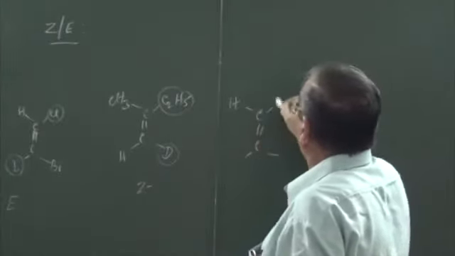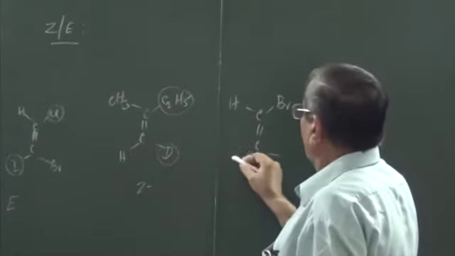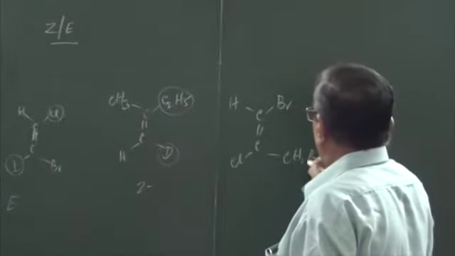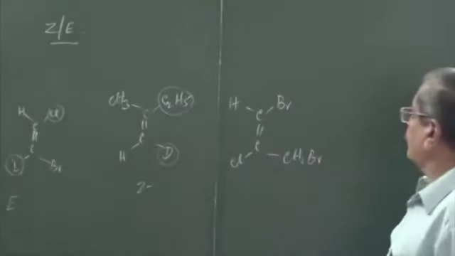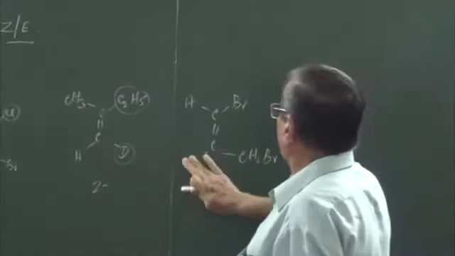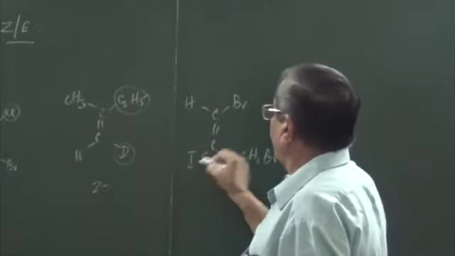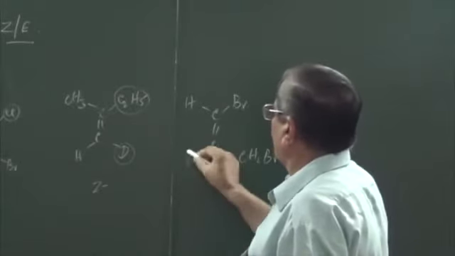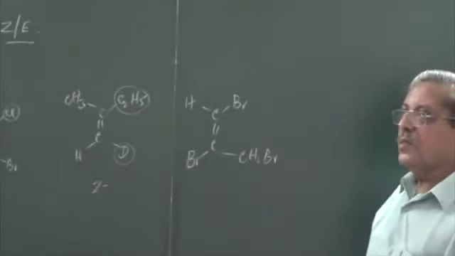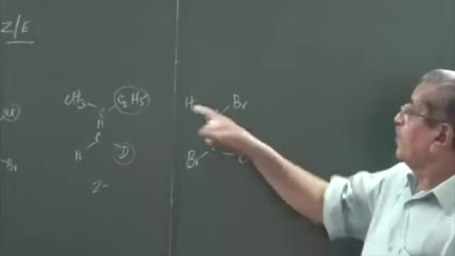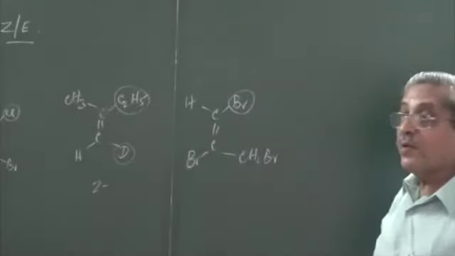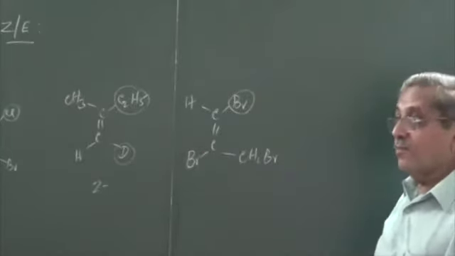We have H, we have Br, then Cl, and we have CH2Br. We will take Br only. Now, in this case, between H and Br, which is of higher priority? Br. Between Br and CH2Br, which is of higher priority? CH2Br. That is wrong.